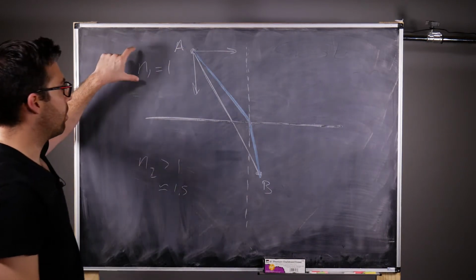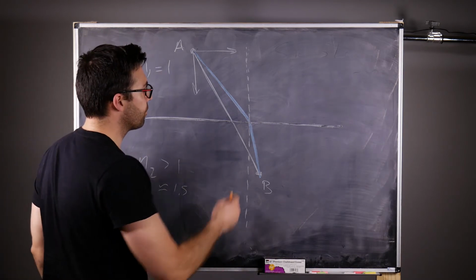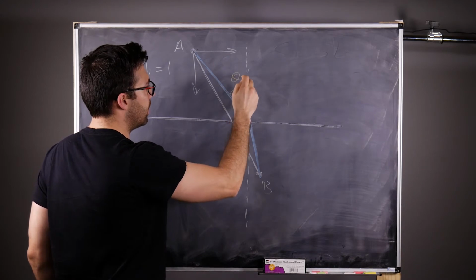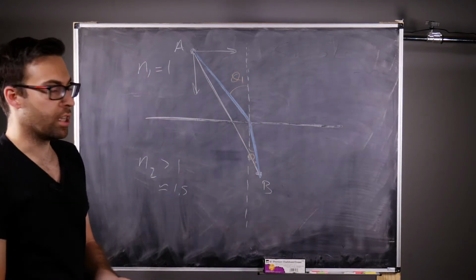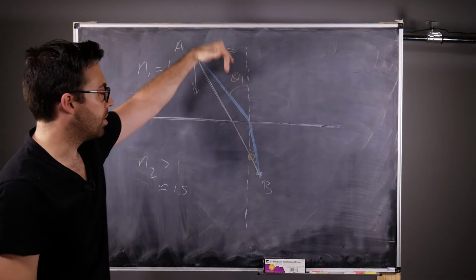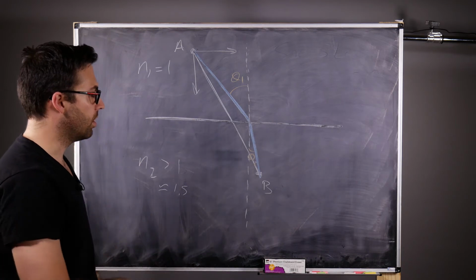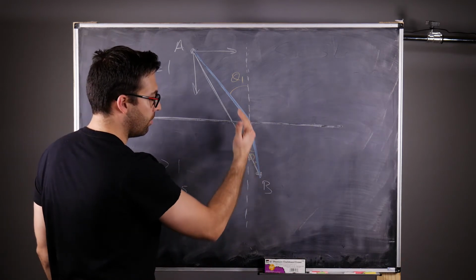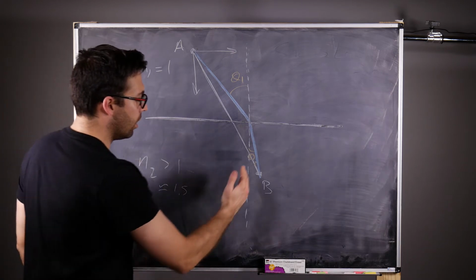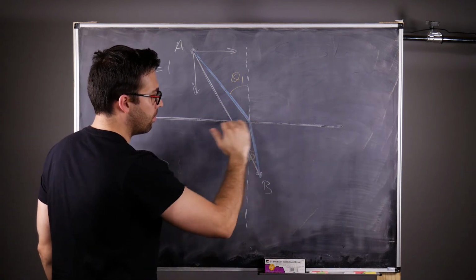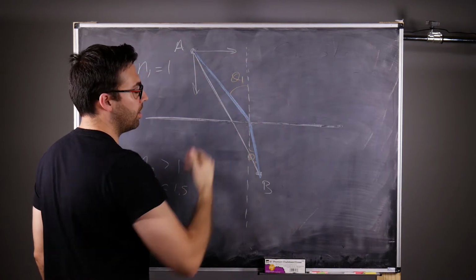So when you're going from a low index of refraction to a higher index of refraction, this angle, theta 1, is going to be greater than theta 2. And we can also think of this as you approach the normal, you're going to bend towards the normal, going this direction. And when you're going this way, from a high index of refraction to a low index of refraction, when you hit this plane, you're going to bend away from the normal.